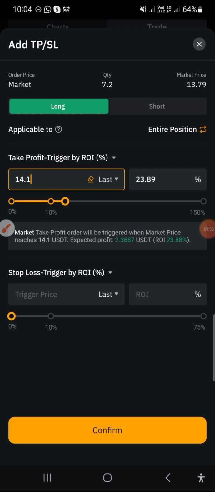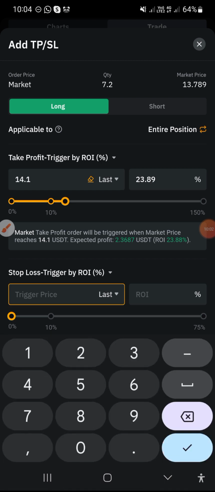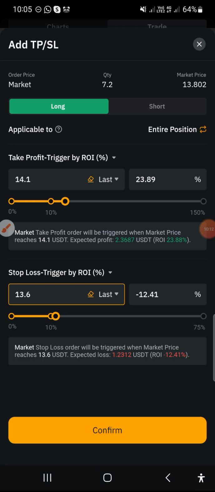But if you don't want to set your stop loss, you can just leave it like this. If you want to set it, you can still come here and set your stop loss. For instance, the market price is 13.7. You can come here and put 13.5 or 13.6. All right, the market stop loss order will be triggered when the market price reaches 13.6. Expected loss, you'll be losing 1.2 USDT. So you see, you don't need to set stop loss.